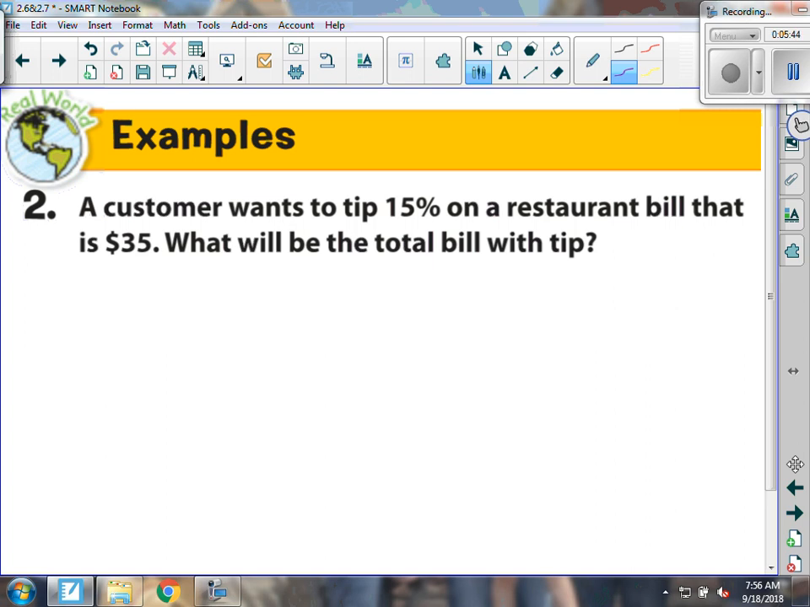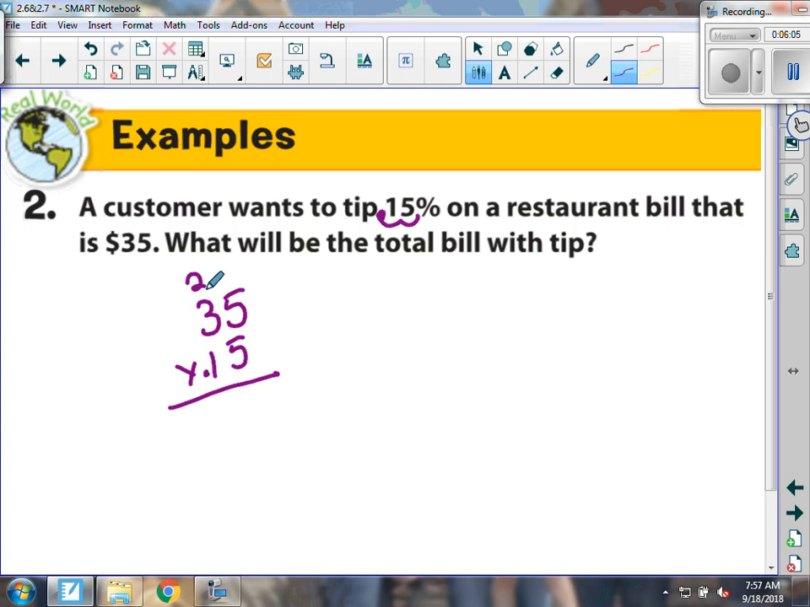So we're going to do the exact same thing that we just did. We're going to change our percent to a decimal and multiply it by our number to find out what the tip is. Then we're going to add it back to our original number. So 15% as a decimal is 0.15. So I'm going to multiply 35 times 0.15.